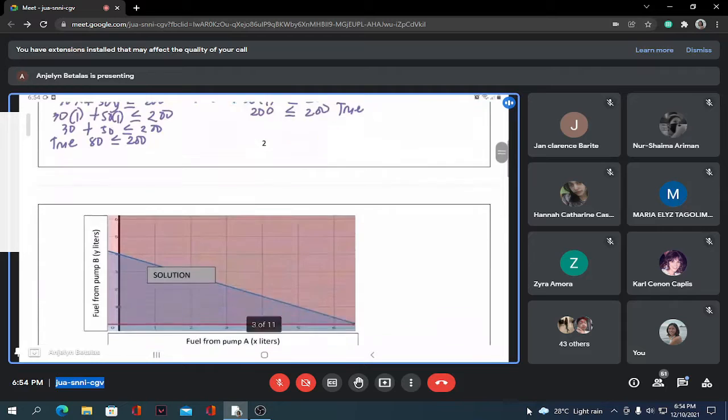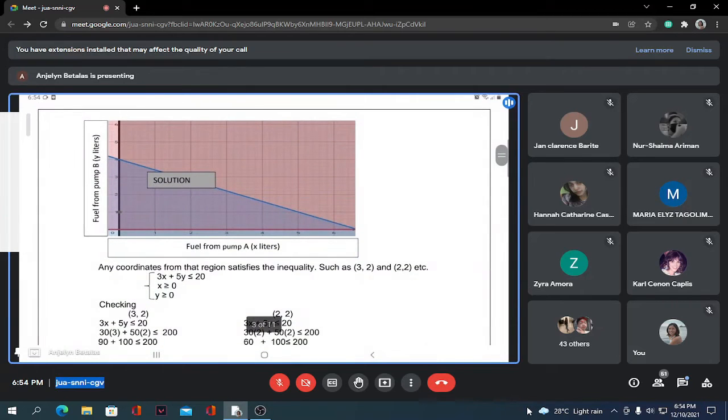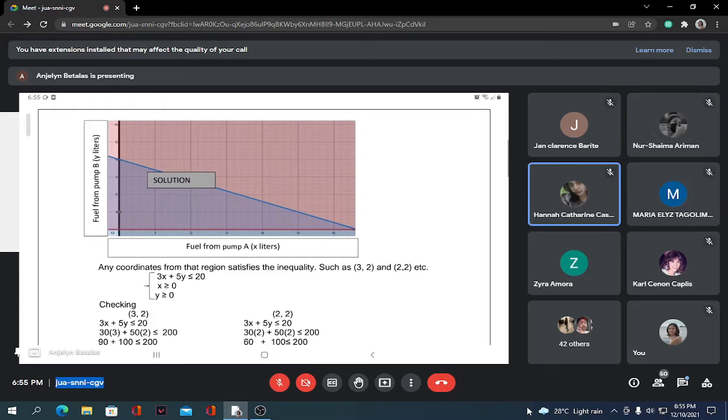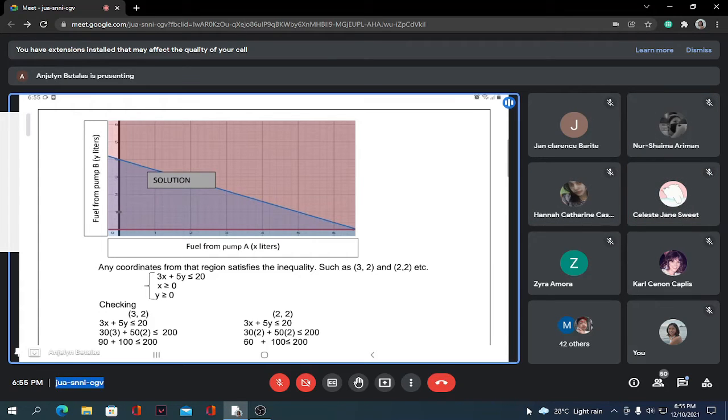How about this, class? Can Mr. Suave buy 5 liters from pump A and 6 liters from pump B, still at most 200? Can he? No, ma'am. What would the result be for 5 and 6? It exceeds 200.